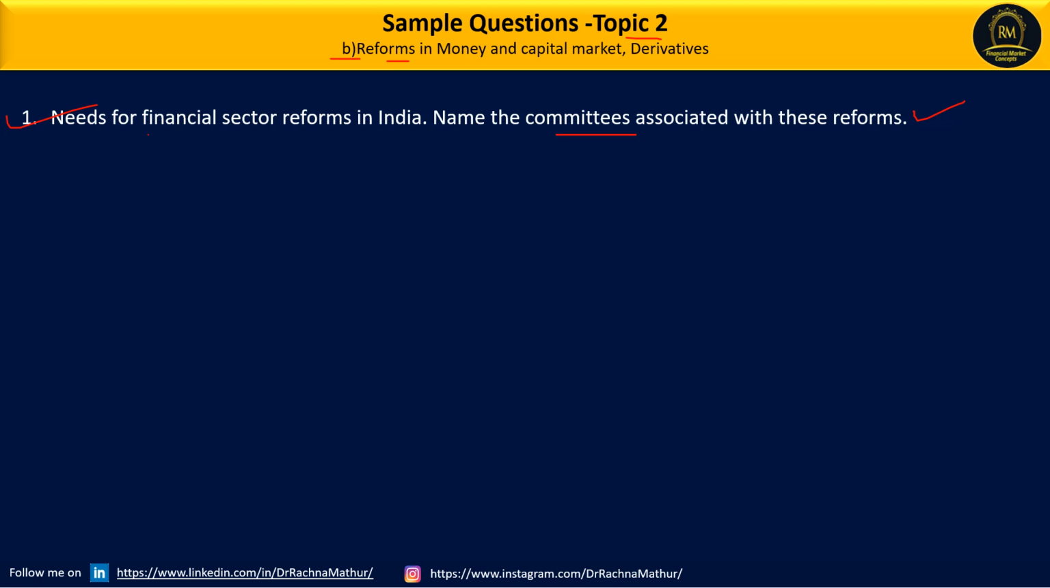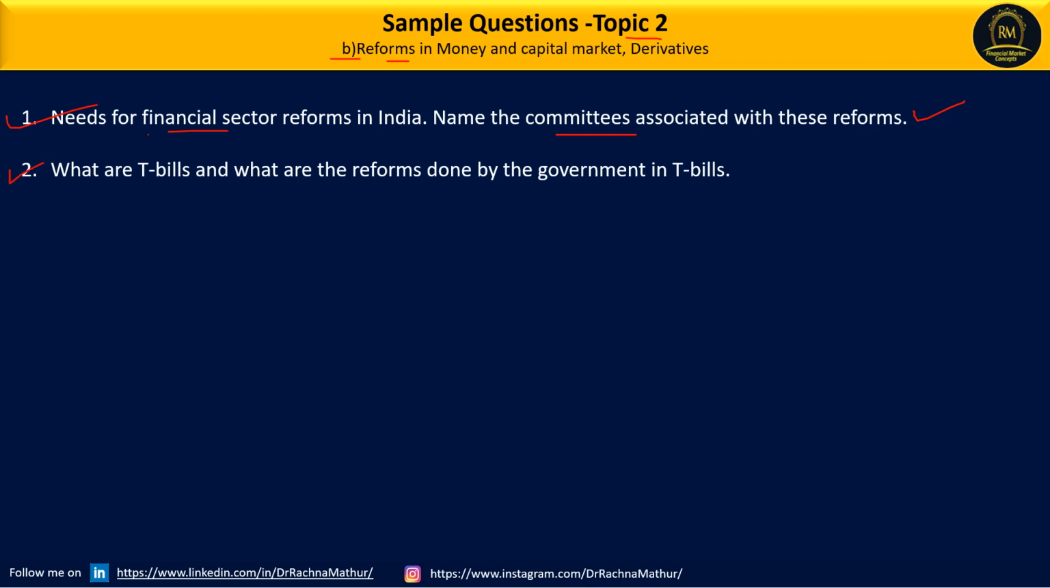There also the committees' names are mentioned: the Narasimha Rao Committee, the Sukhamoy Chakravarty Committee, and the financial sector reforms of 1991. It is there in your reading. Then what are treasury bills and what are the reforms done by the government in treasury bills? This is also very important. It came many times in the exam.